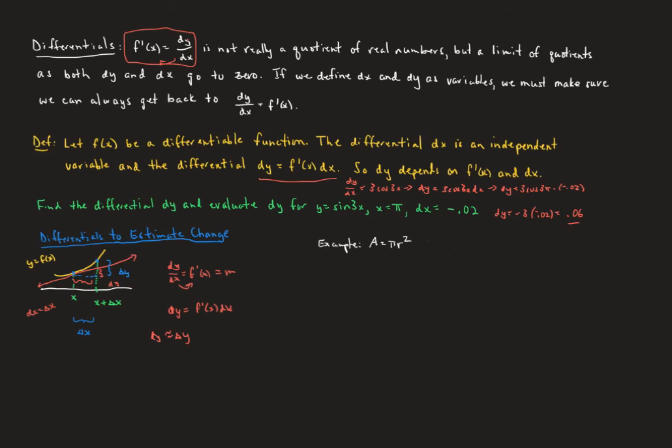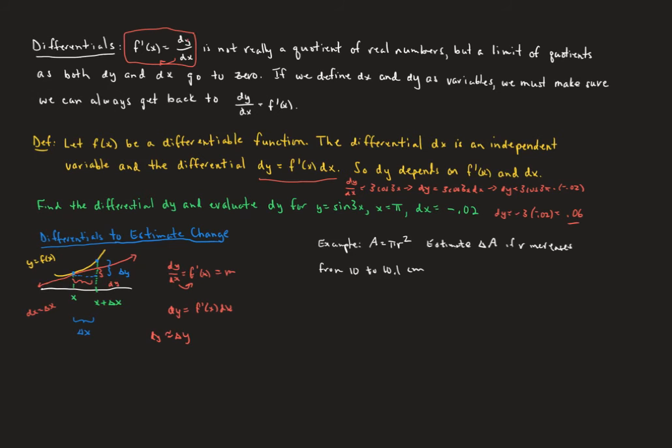So let's do an example here. Let's say that we have the area is pi r squared. And what we're going to do is estimate using differentials the delta area, that change in area, if r increases, our radius increases from 10 to 10.1 centimeters.